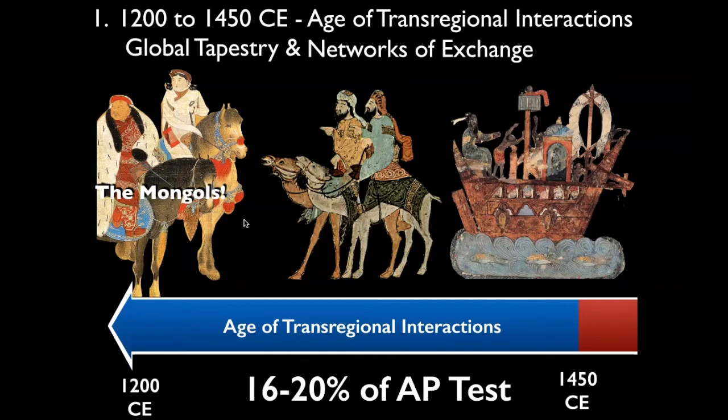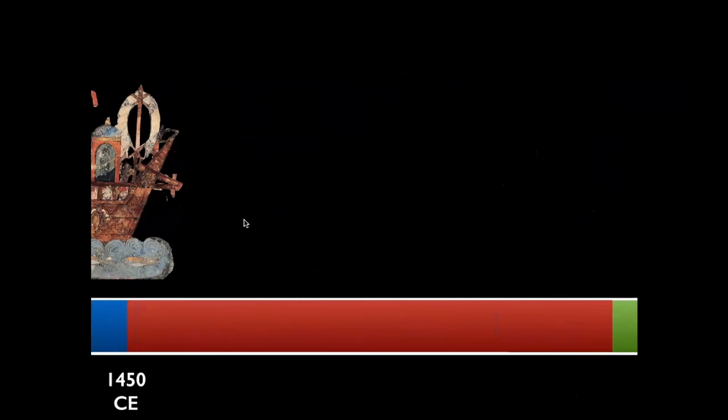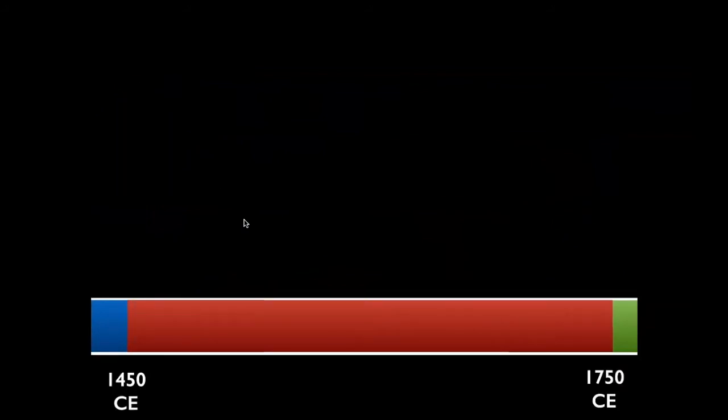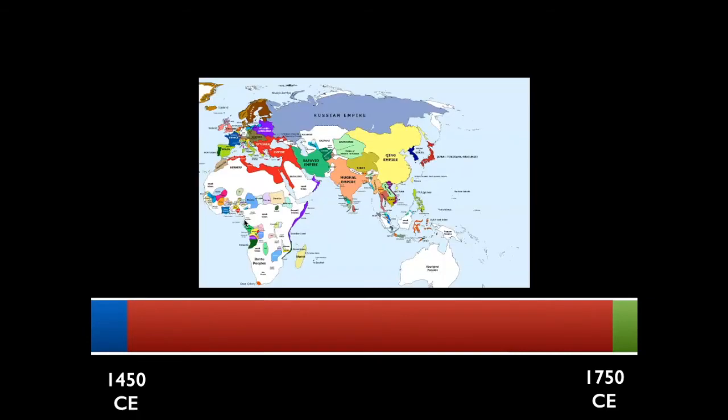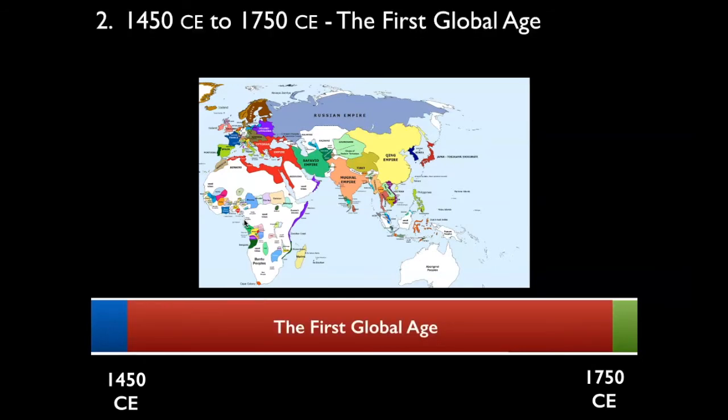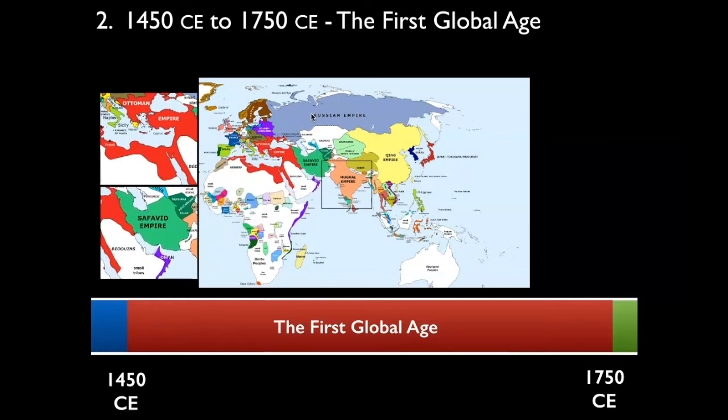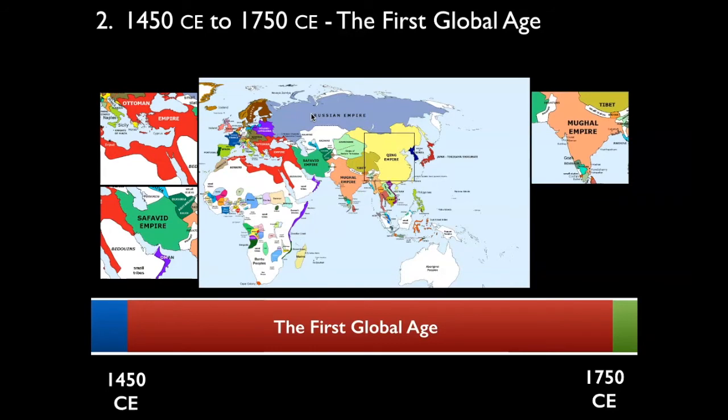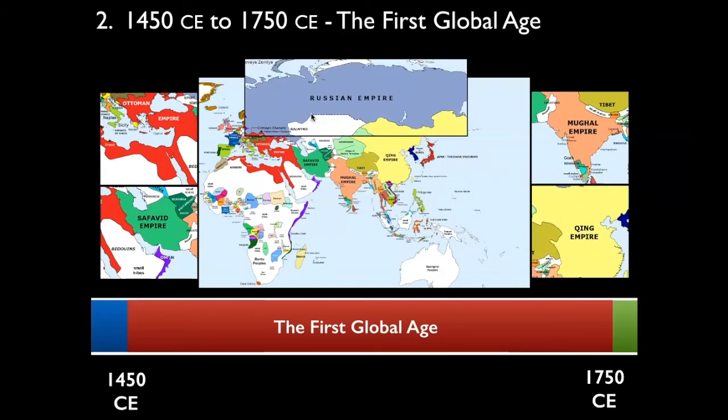That's period 1. Then we're going to get into period 2, 1450 CE to 1750 CE. This is oftentimes known as the First Global Age. And so you can probably imagine we're dealing with interactions now not just on a trans-regional scale, but for the first time now on a global or worldwide scale. As you can see from this map, there were some major land-based empires that had started to form across Asia, including the Ottomans, the Safavids, the Mughals, the Qing Empire in China, the Russian Empire. So we'll study each of these major land-based empires.